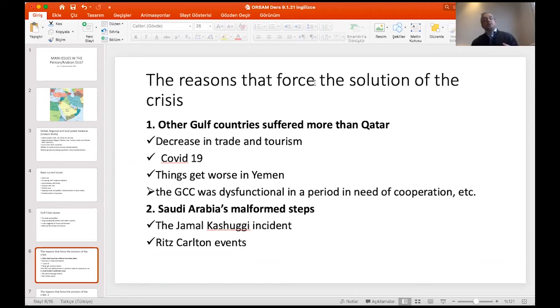And then, moreover, the COVID-19 pandemic affected them worse than before. And then, of course, things in Yemen, the Yemeni crisis also affected the United Arab Emirates and Saudi Arabia, but especially Saudi Arabia was affected worse than the UAE, and then the GCC was dysfunctional for a period, or they were in need of cooperation.